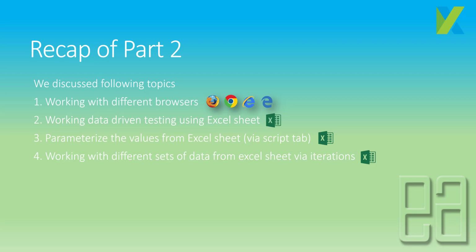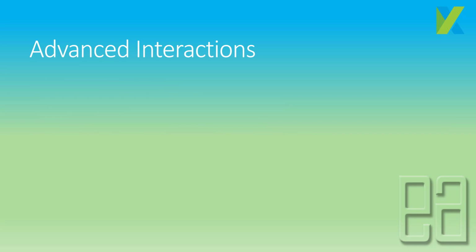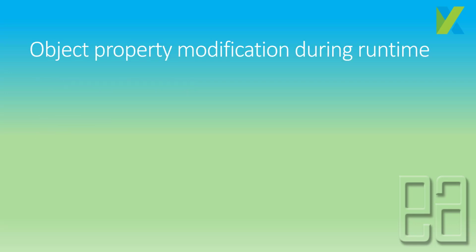So we are going to deep dive into what is called advanced interaction in this video. We'll be discussing mouse hover, scrolling, and then drag and drop using Katalon Studio, and see how these options work without writing much code. So we'll see how it all works. And finally, we're also going to discuss object property modification during runtime.